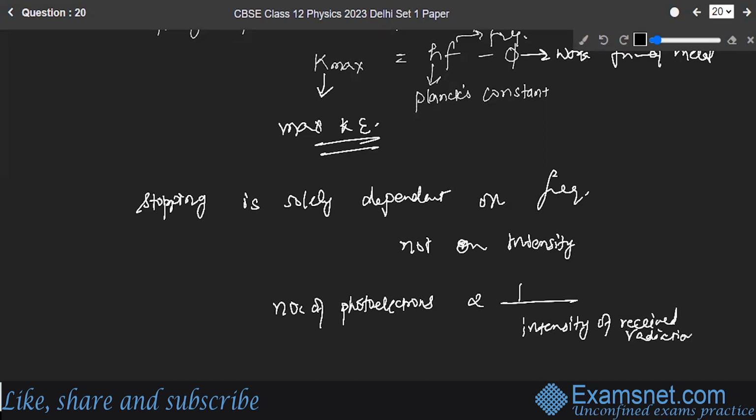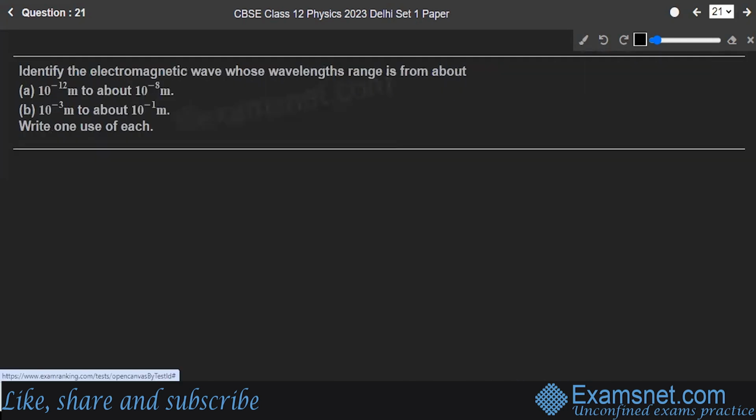Hence, lowering the incident radiation's intensity would result in fewer photons being released, but it would have no effect on the kinetic energy or the stopping energy. Hope you understood that. Next is question number 21.